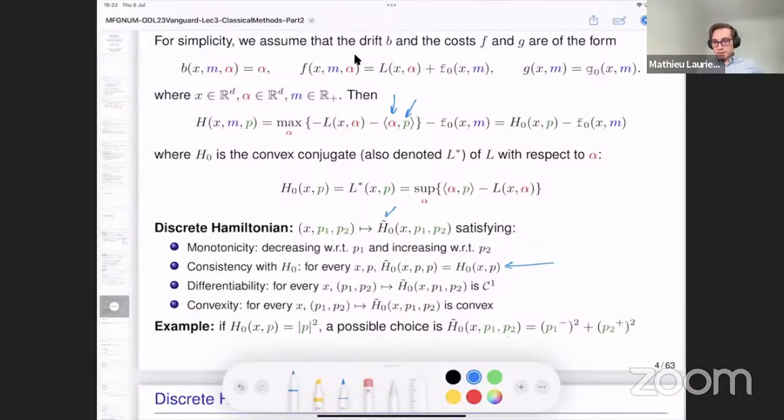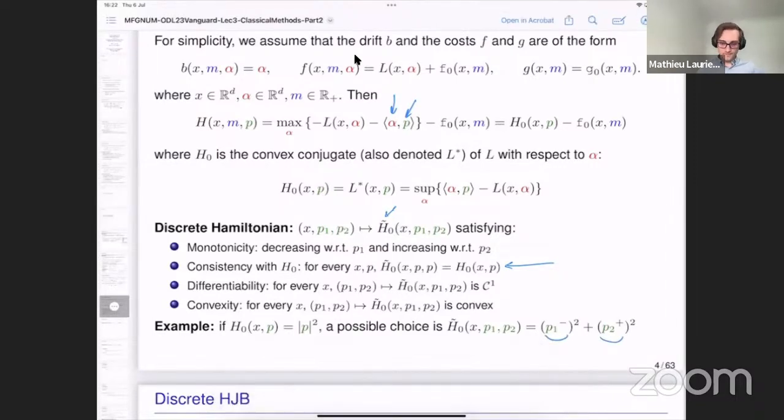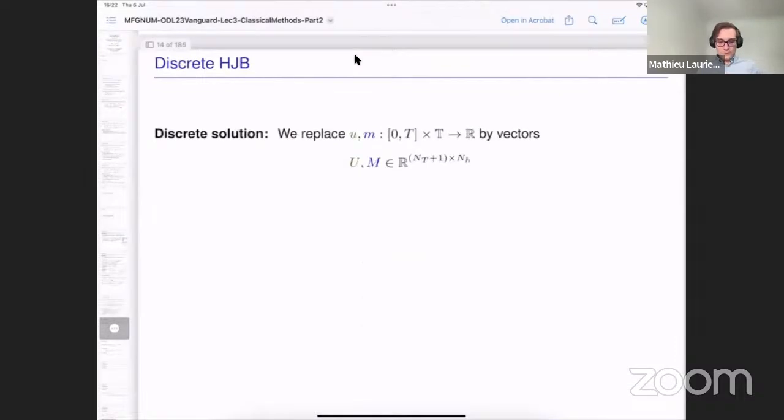So a possible choice in this situation is to take h tilde 0 equals the negative part of P1 squared and the positive part of P2 squared. For the discrete solution, instead of taking U and M as functions of time and X for any point in the torus, we are going to represent them by vectors of dimension nt plus 1 times nh for each of them.